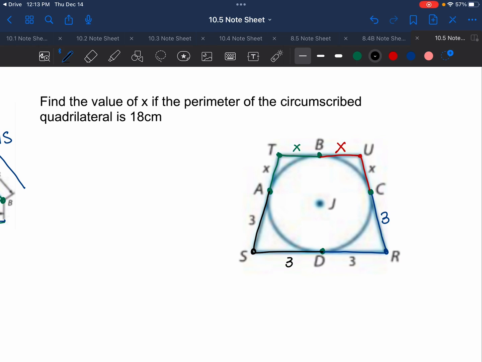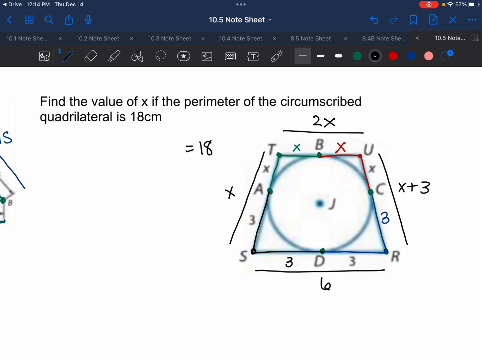So to write our equation, we know that the perimeter is 18. So if we add up all the sides, we get 18. So let's add up all the sides. This side here is x plus x, so 2x. This side here is x plus 3. This side here is 3 plus 3, which is 6. And this side here is x plus 3. So if we add this up, we have 2x plus x plus 3 plus x plus 3 plus 6 equals 18. We can combine some more like terms.